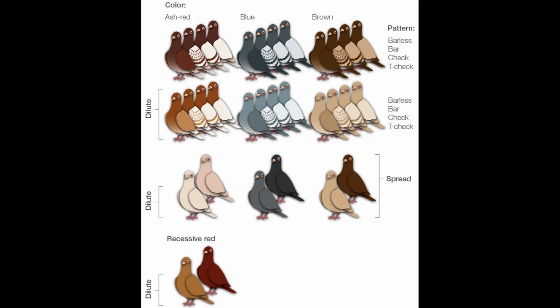The dilute gene influences recessive red, spread, color, and pattern, all the feather color characteristics that are included in the game Pigeonetics. While all of these characteristics are controlled by separate genes, the genes or the proteins they encode all interact in cellular pathways that synthesize and distribute pigment molecules called melanins.